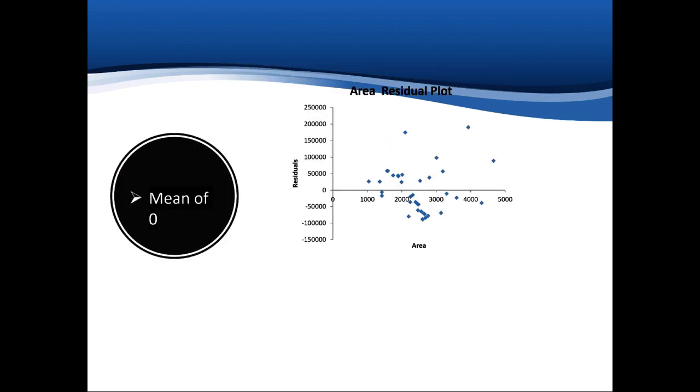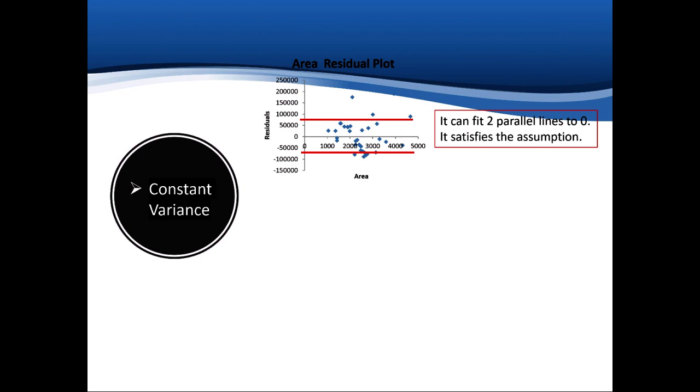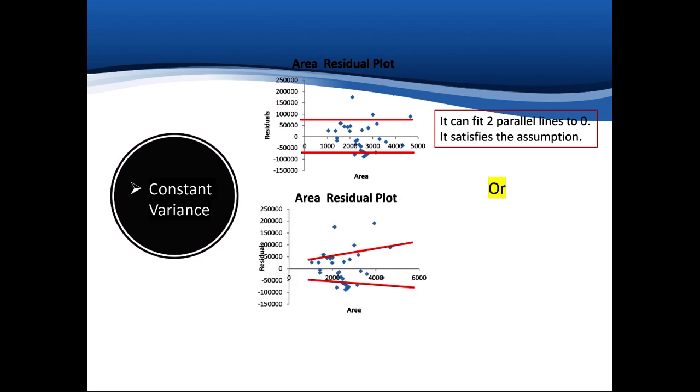We look at the residue plot. If it is overall symmetric to 0, it satisfies the assumption of mean of 0. For this example, it is not symmetric to 0, so it does not satisfy the assumption. For the second assumption, constant variance, if we can fit two parallel lines to 0, it satisfies the assumption. It is subjective, and it depends on how you argue. You can argue this way, or this way.